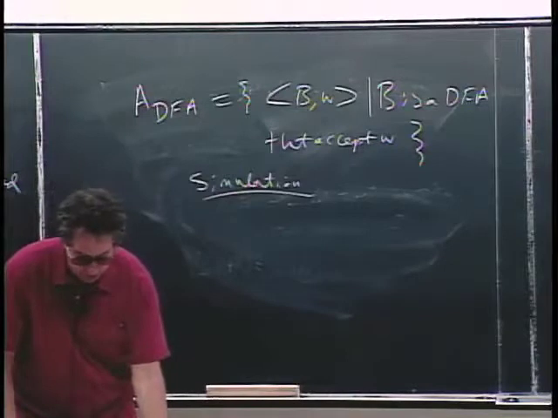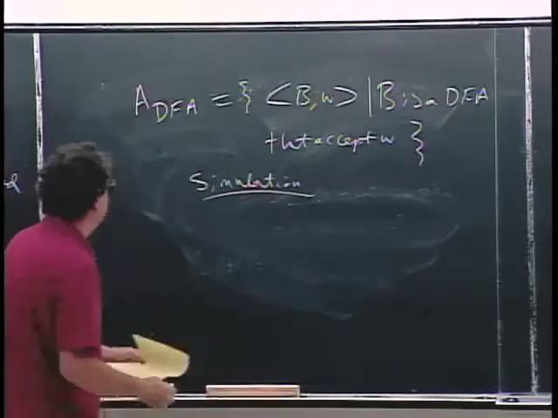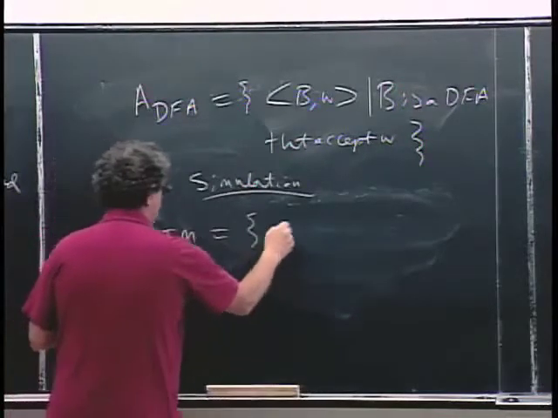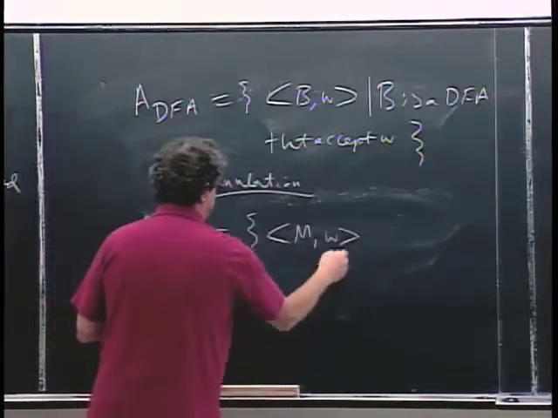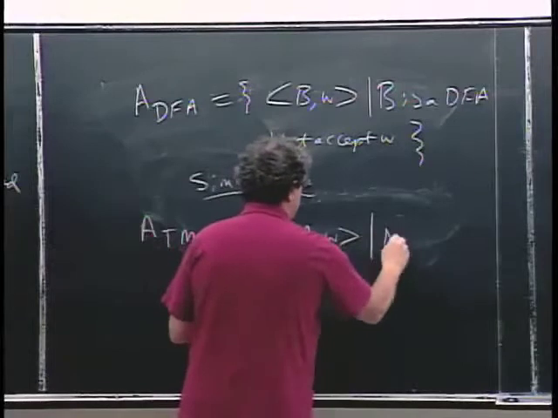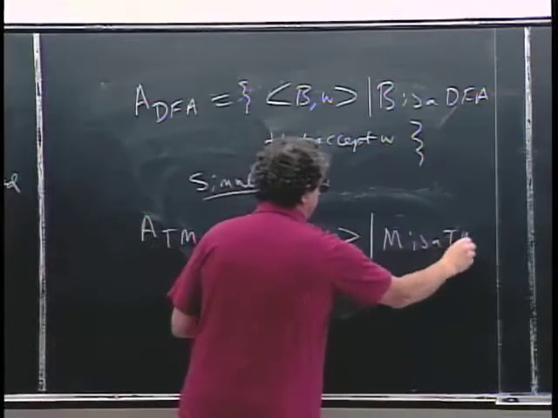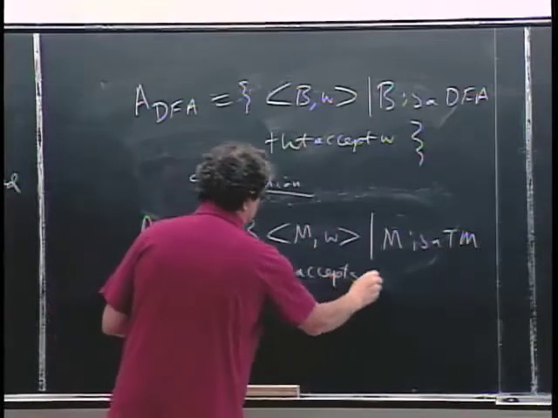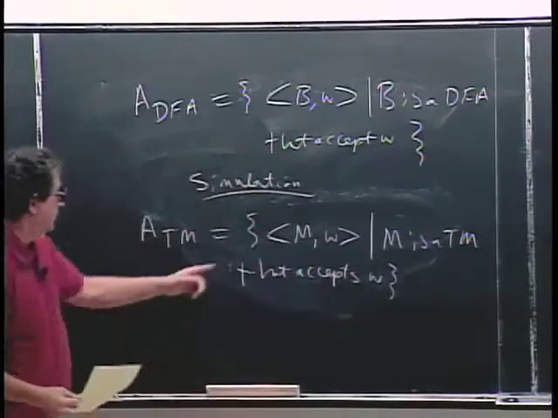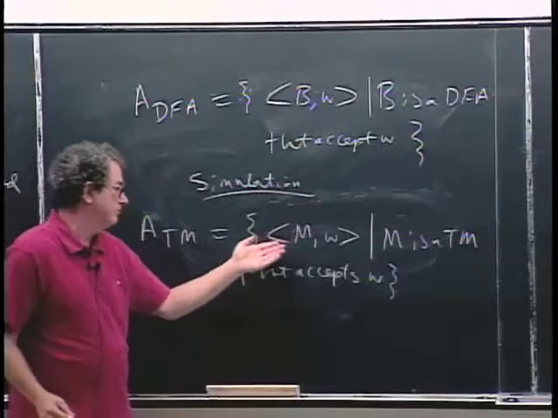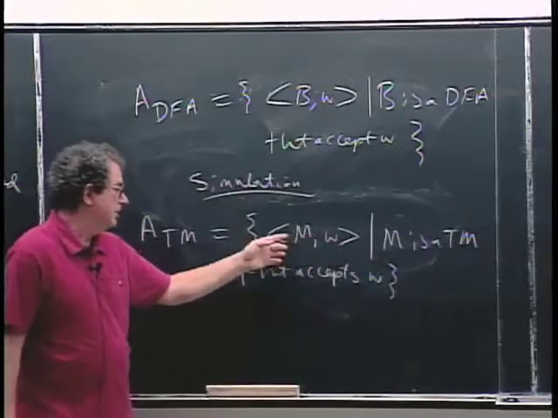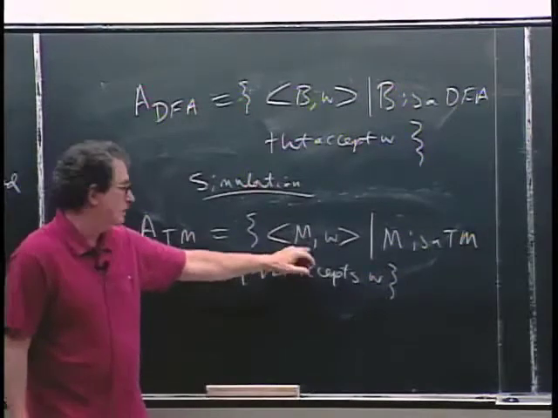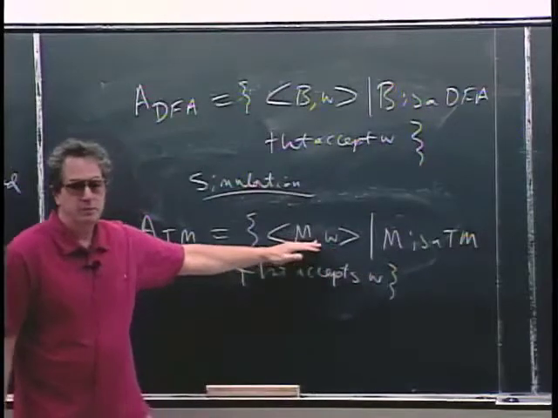So all of this is just a reminder to get you up to speed of what we're going to do now. So now we want to look at an analogous question, which is for Turing machines. So we take in a description of a Turing machine and an input W. So M is a Turing machine that accepts W. So, by the way, these brackets here, this just means that this is a description of. So we take in a description of M and W.